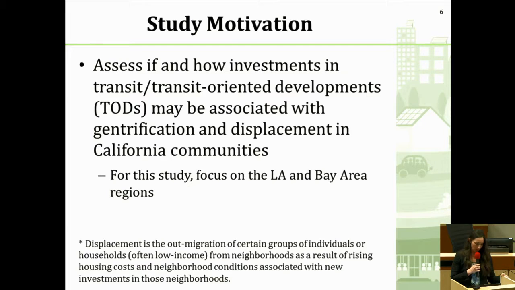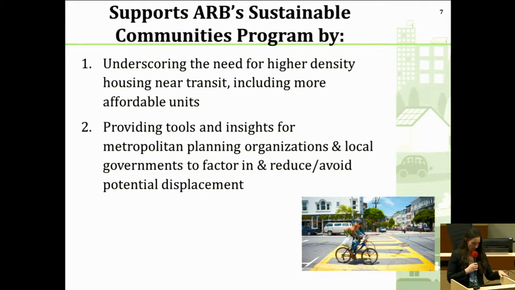This research project is one part of ARB's broader effort to ensure that our policies and investments benefit all Californians, and especially those that live in disadvantaged communities. As you will hear in the following research presentation, there are many ways that this project has and will continue to support ARB's Sustainable Communities program.